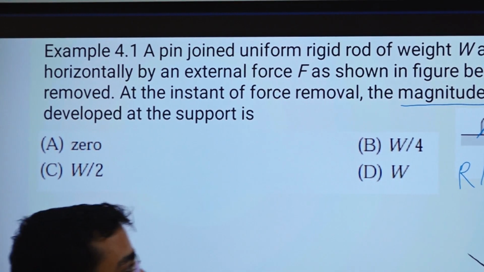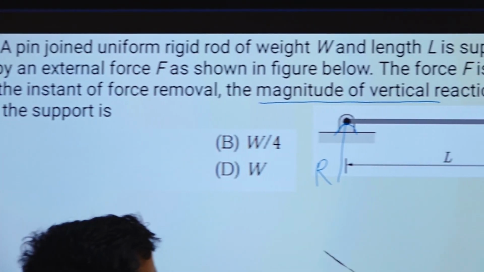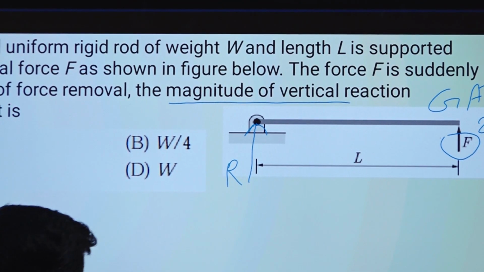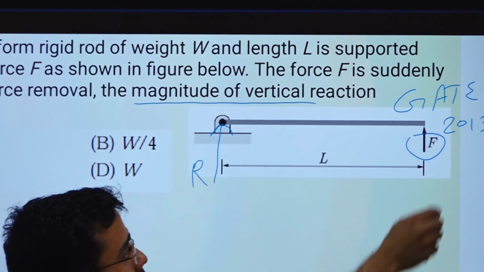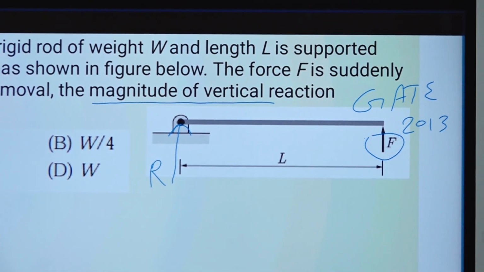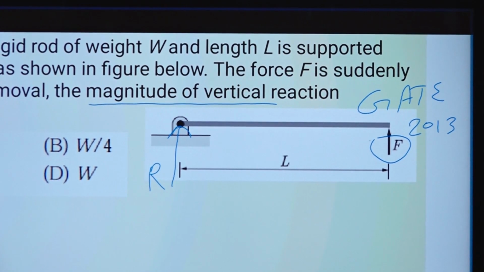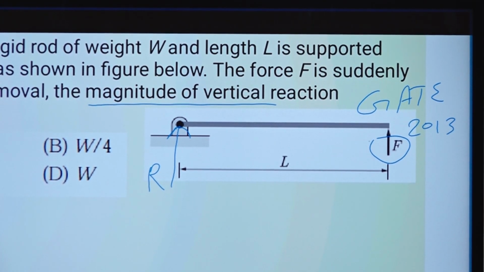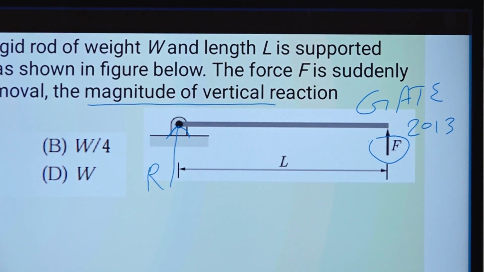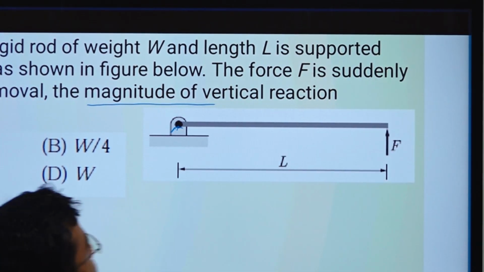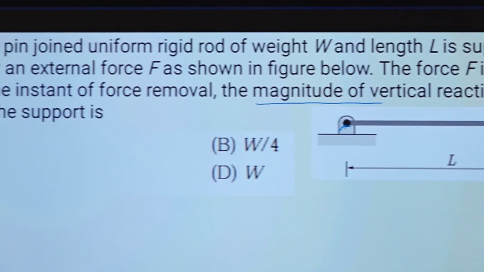Here we have to apply D'Alembert's principle. Why? Because when you remove the support, the system will become dynamic, and whenever we have a dynamic system, we have to use D'Alembert's principle. There is no other way to solve the question fast other than the D'Alembert way. So let us solve it now with the help of D'Alembert's principle.